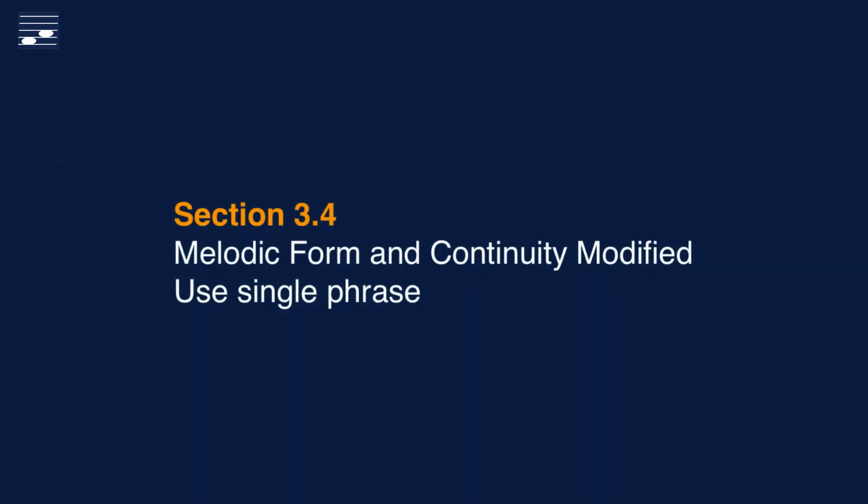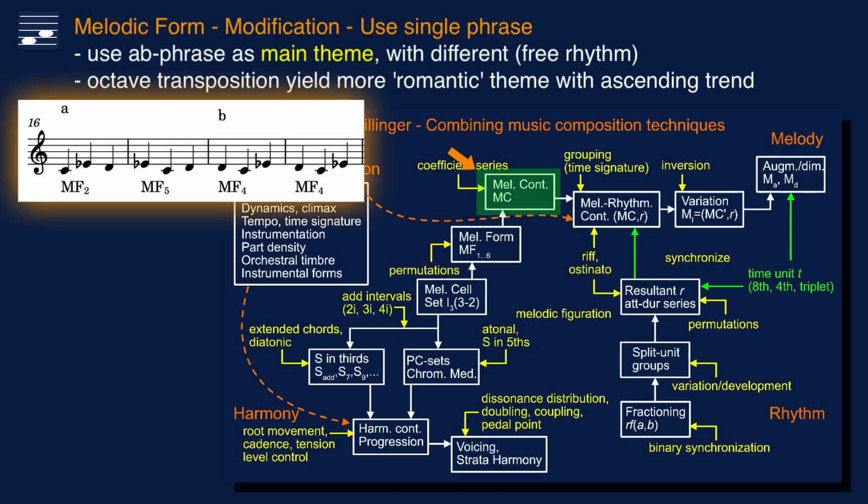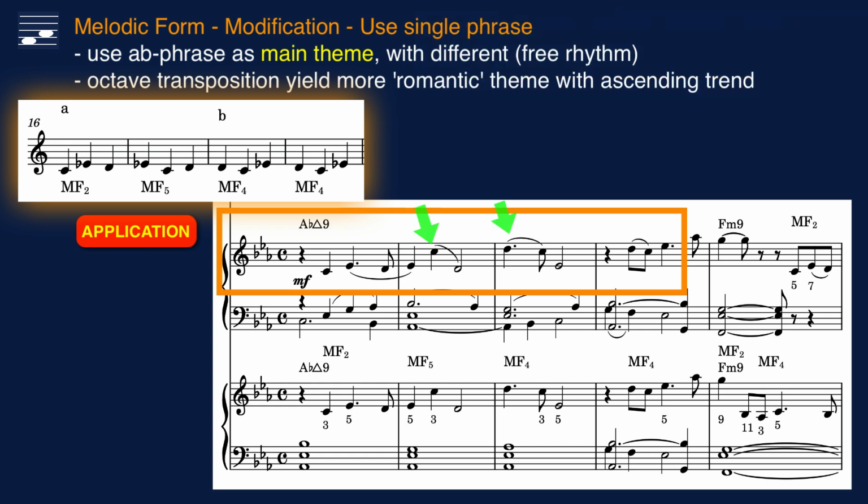Let's return to the basic melodic continuity. I decided to modify the antecedent phrase rhythm in such a way that it can be used as main theme in the closing section. This implies a more free rhythm with quarter note time unit. Through octave transposition of some of the pitches, we obtain a more genuine, more beautiful and romantic melody with an ascending pitch curve, marked here with a green arrow.